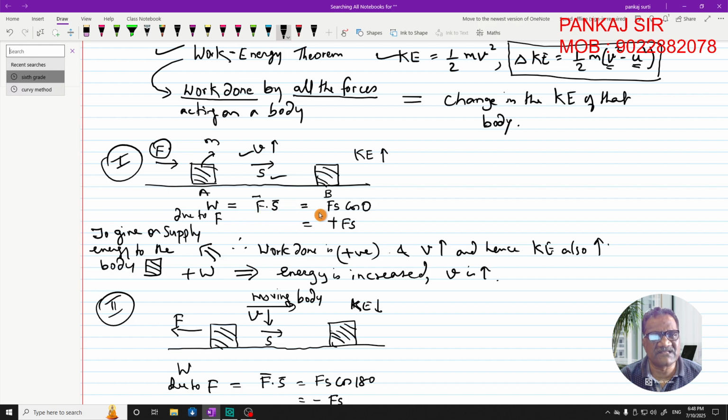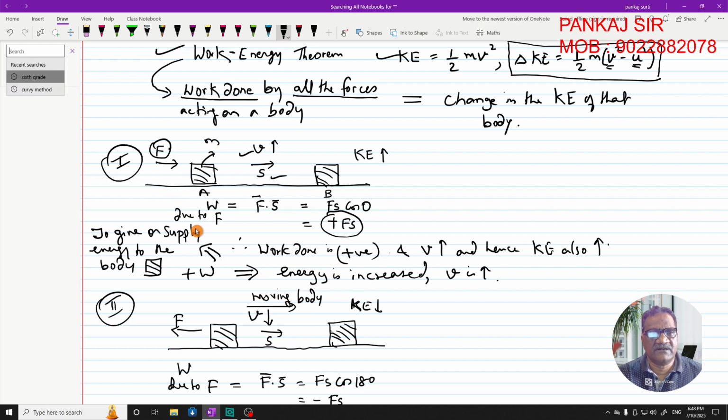So F dot S will be Fs cos 0, and cos 0 is nothing but 1. So ultimately the work done will be Fs with a positive sign. So you will get a positive work, some value of positive work, right?